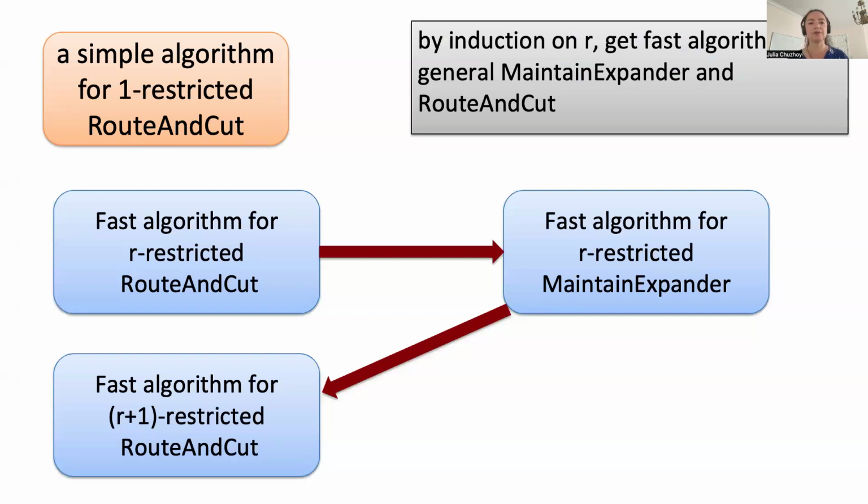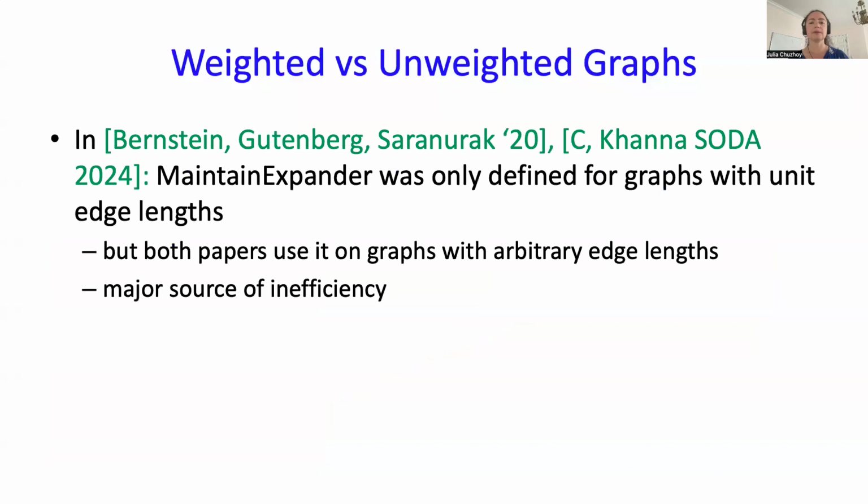And I want to make just a few more final remarks about our results. So first of all, if we look at these previous papers, the first paper is on decremental single-source shortest path, and the second is also the paper for bipartite matching. Both of these papers use the maintain expander problem, maybe implicitly, but in both of these papers, this problem was only defined for graphs that are unweighted, in which all edge lengths are unit. However, both of these papers need to use this problem on graphs that do come with edge lengths. And this is one of the major sources of inefficiency of both of these algorithms.